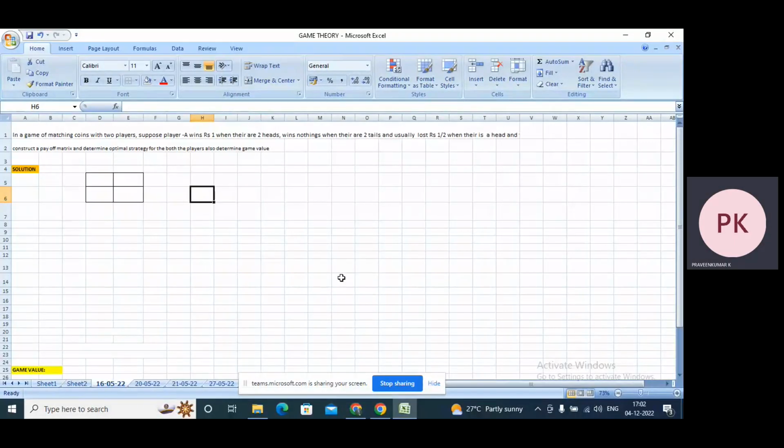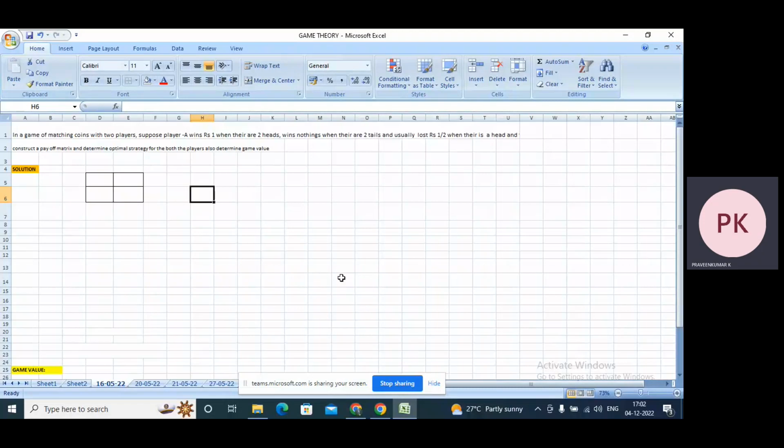Today we will discuss problems on mixed strategy problem. Let us see what is mixed strategy problem and how to find the game value and optimum strategies for player A and player B. Let us take this problem.